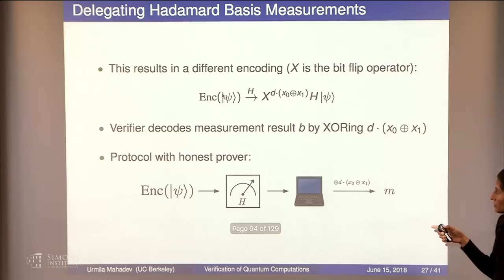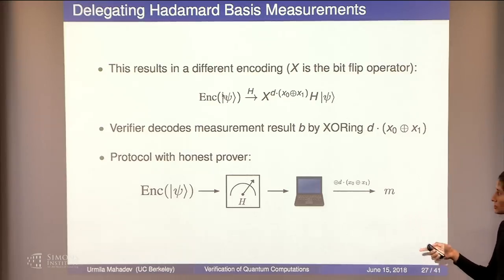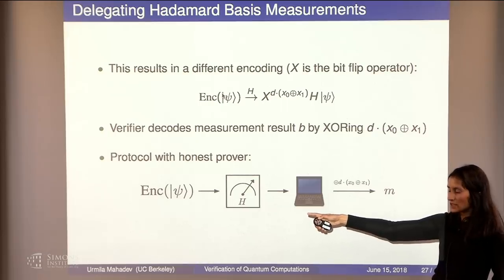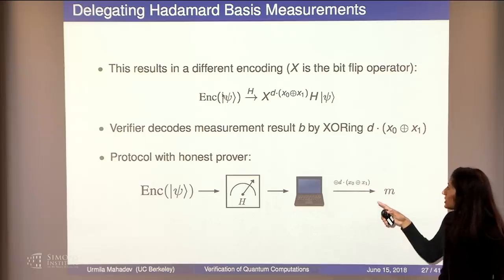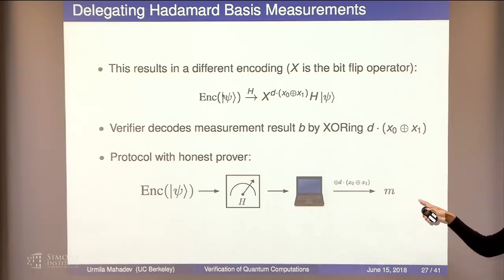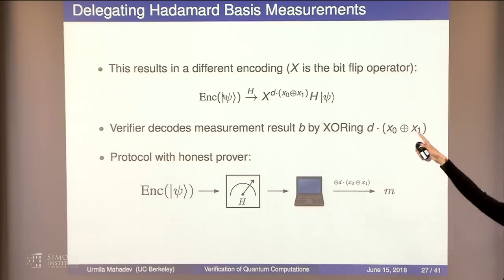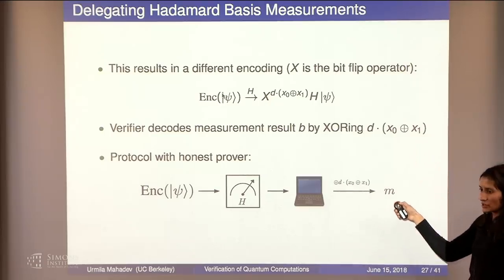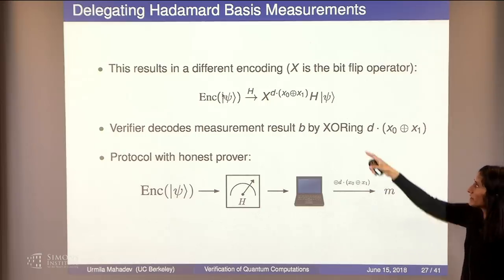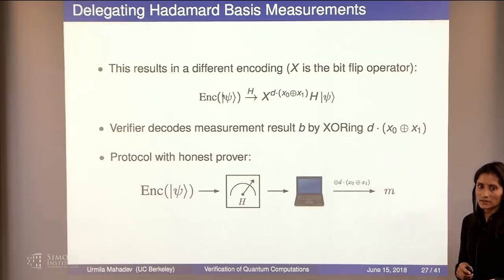Okay, so now this is the honest protocol for applying a Hadamard measurement. The prover starts with an encrypted state psi. He applies a Hadamard transform to the entire state. He obtains the measurement, the string d, and he obtains a measurement for the first qubit. And now the verifier decodes, because the verifier has to strip off this bit flip operator.